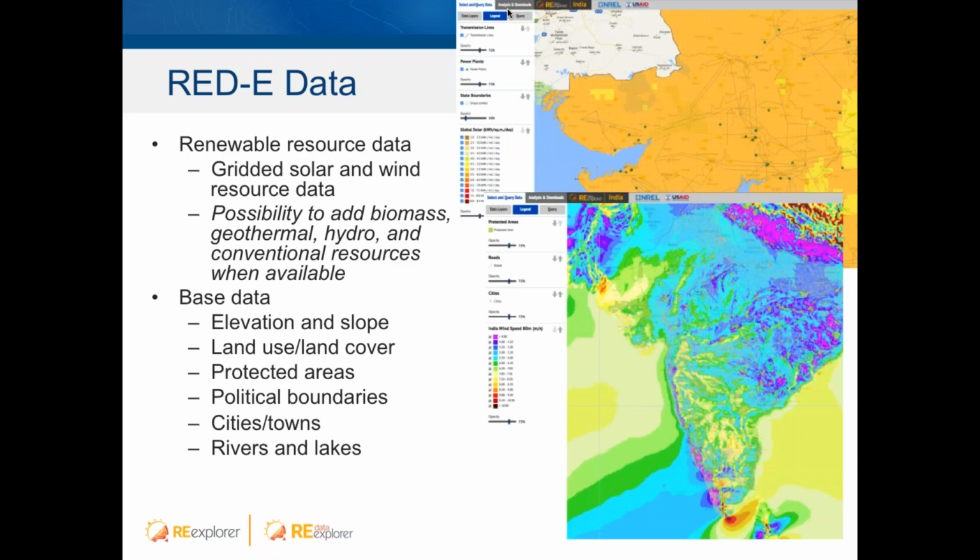The data that we have in REDI constitutes renewable energy resource data and some base data. For renewable data, we have gridded solar and wind resource data, and we have the ability to add other resource data like biomass, geothermal, hydro, and conventional resources when the data is available to us. For base data, we have elevation and slope, land use, land cover, protected areas, political boundaries, cities, towns, rivers, lakes, and other administrative boundaries.